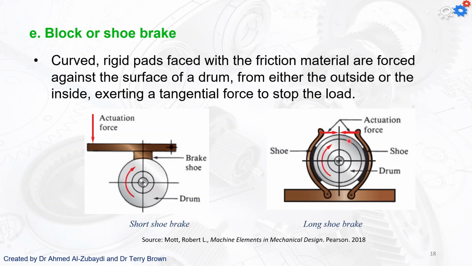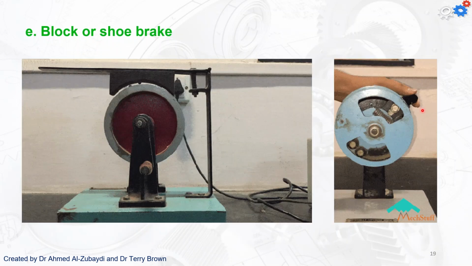And then we have similar, a long shoe brake. So the long shoe brake, the pad or the shoe actually covers much more of the circumference of the drum. And here we've just got two together. Actuation force closes these up and the pads act on the drum to stop it from rotating. So hopefully you've all seen this kind of thing before.